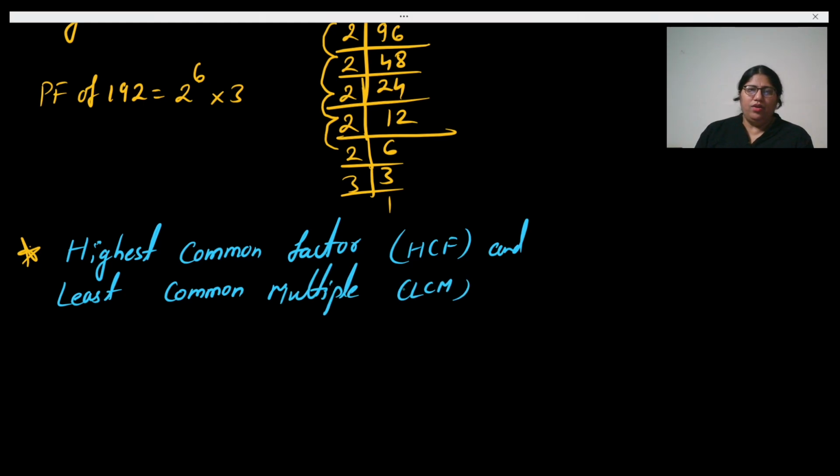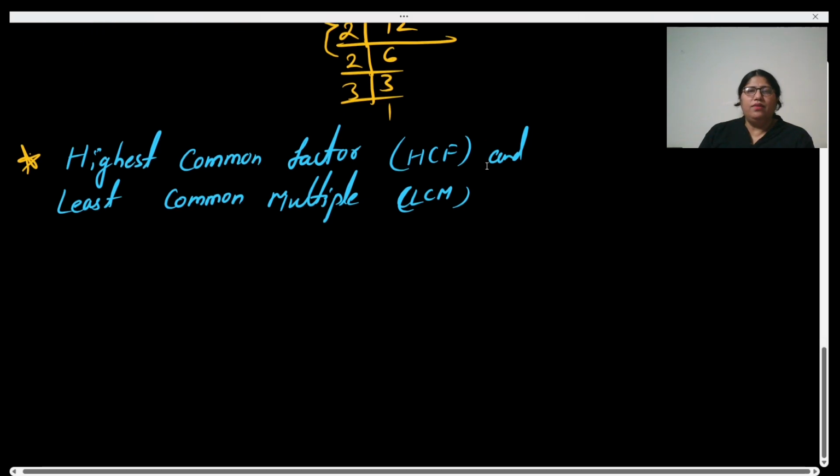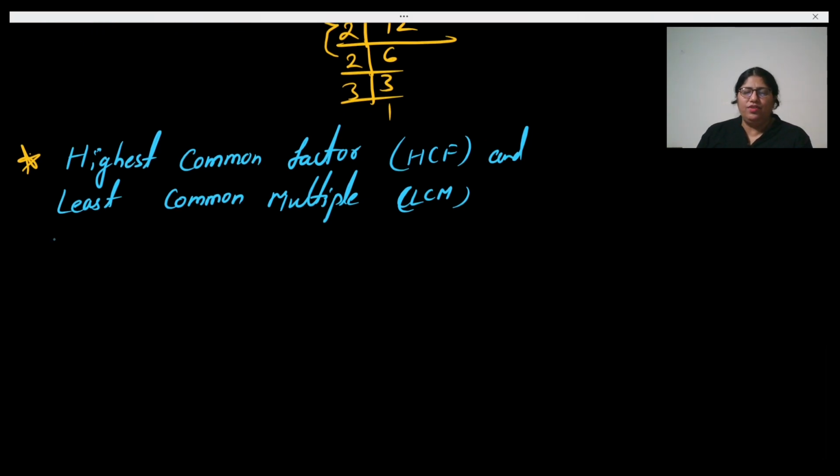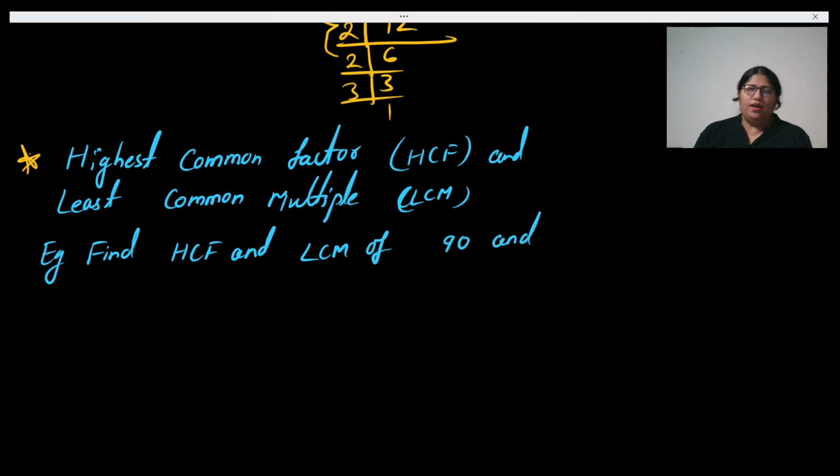How do we find these using the fundamental theorem of arithmetic? To find HCF and LCM using the fundamental theorem of arithmetic, first you always get the prime factorization of the numbers. Let us see the example: find the HCF and LCM of 90 and 144. This is the question. So first, you do the prime factorization, right?